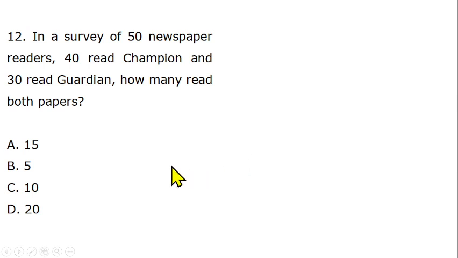Question number 12 is from sets as well. Venn diagram on sets as well. In a survey of 50 newspaper readers, 40 read Champions and 30 read Guardian. How many read both papers? So this is from Venn diagram, I said. You can use a Venn diagram to solve this, or you can also use the formula related to Venn diagrams, only if there is no one idle here, and we are not told that anyone is idle here. So that means you are safe to use the formula.